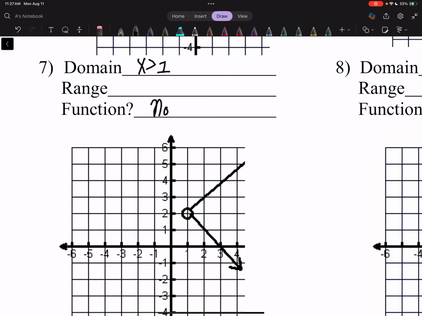Now let's look at the range. I have an arrow going down, I have an arrow going up. The only thing that is not in the range of this is 2. So here's my answer. My range is all real numbers, but y is not equal to 2. In other words, what that says is it is everything besides the number 2.